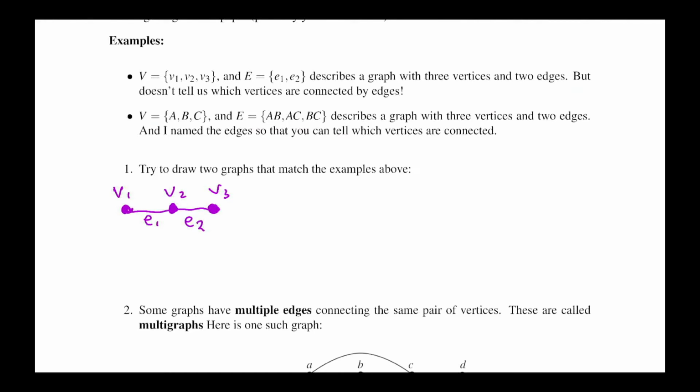Now let's look at the second one. V is A, B, C, and the edges are AB, AC, and BC. The advantage to naming your edges this way is that you're telling whoever's reading this where the edges are supposed to be. If your vertices are A and B, edge AB should be between those 2 vertices. At least presumably. If edge AB is not between vertex A and vertex B, then somebody's probably going to be mad at you, and for a good reason.